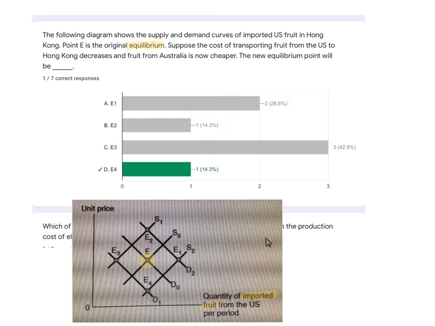So let's say the change. The change is the cost of transporting this food to Hong Kong decreases. And also the second change is the fruit from Australia is now cheaper. So we have two things to process, one and two. So one by one. The cost of transporting food.